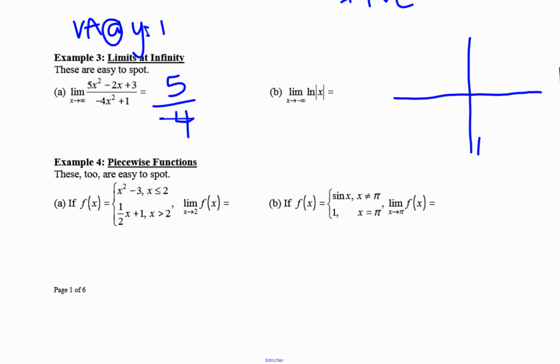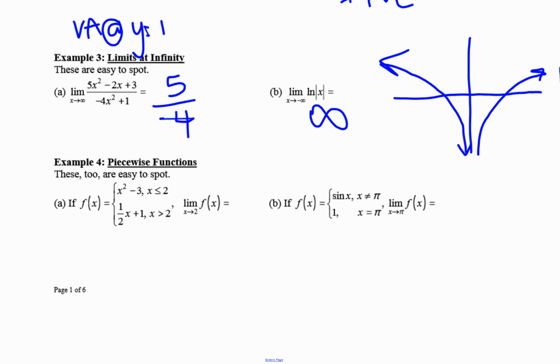You know, ln of x normally looks like this. Okay, but ln of absolute value of x. That means that if you want to plug in -1, you're going to take the value at 1. If you want to plug in -2, you take the value at 2. So it's going to look something like this. So as we approach negative infinity, in this case we approach infinity.